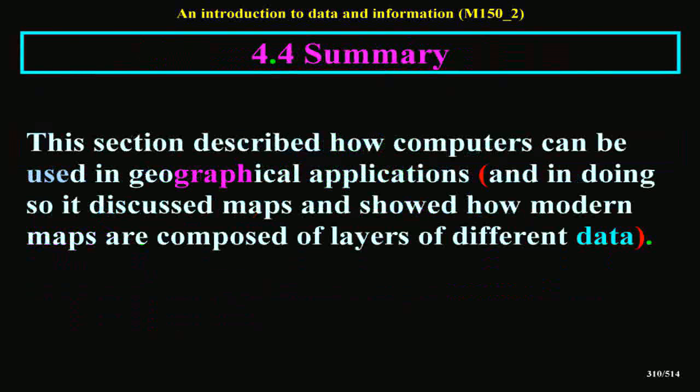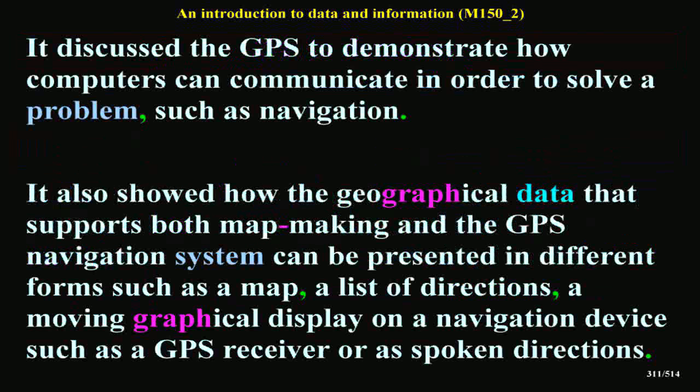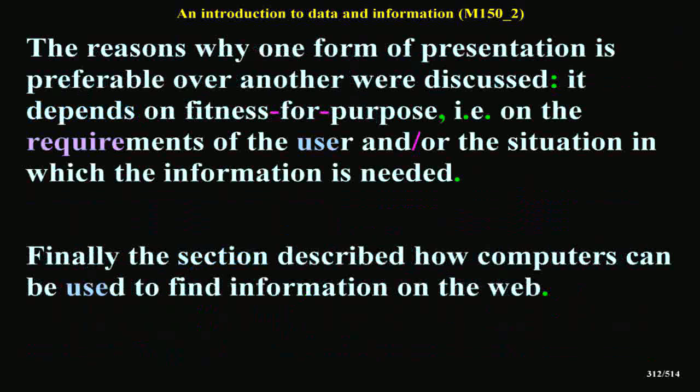4.4 Summary. This section described how computers can be used in geographical applications, and in doing so it discussed maps and showed how modern maps are composed of layers of different data. It discussed the GPS to demonstrate how computers can communicate in order to solve a problem, such as navigation. It also showed how the geographical data that supports both map making and the GPS navigation system can be presented in different forms such as a map, a list of directions, a moving graphical display on a navigation device such as a GPS receiver, or as spoken directions. The reasons why one form of presentation is preferable over another were discussed.